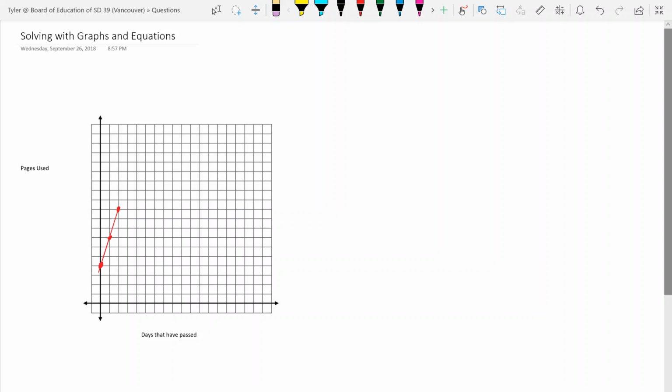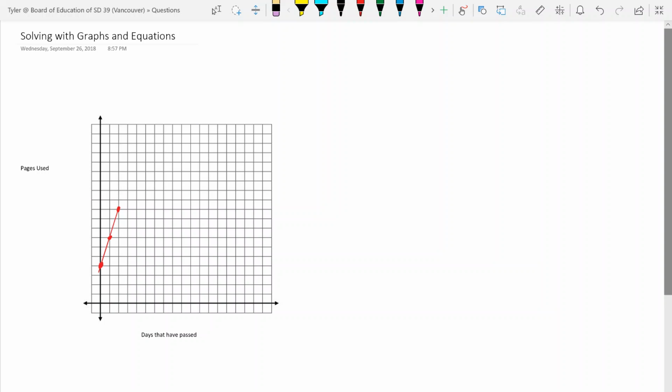What we're going to do today is talk about how we can use those graphs and equations to find out answers, to make predictions about the future. The first one we're going to do is graphs because it's a little bit easier. So I have here a graph and we can tell what it is. It's the amount of pages that have been used in like a book or something based on the days that have passed. So we can see our graph here.